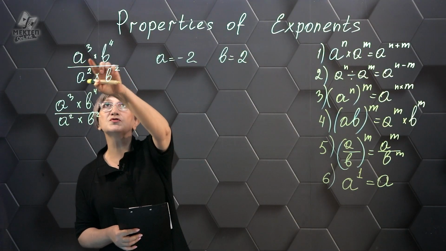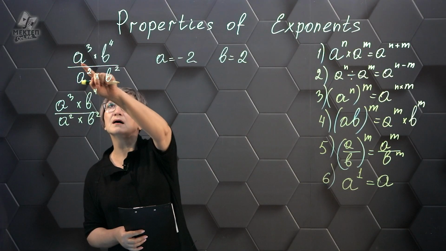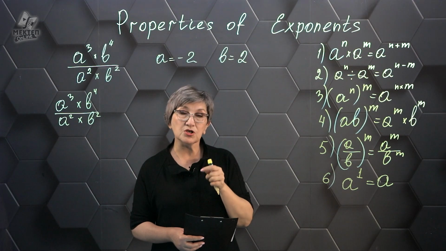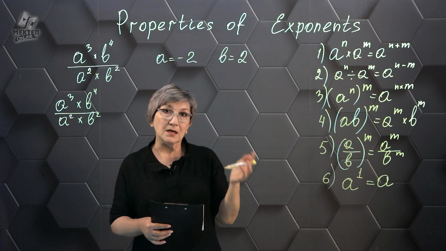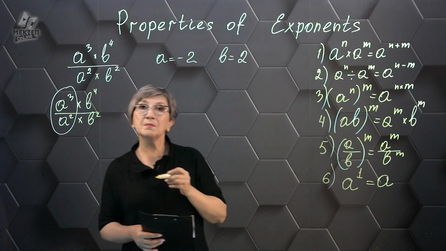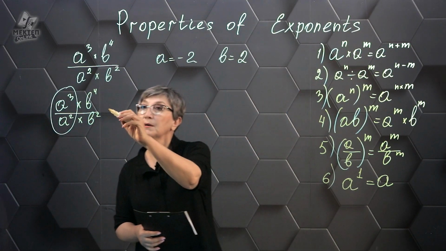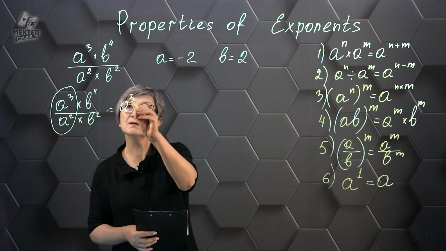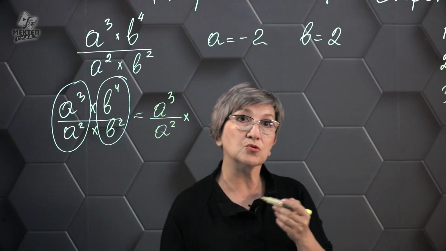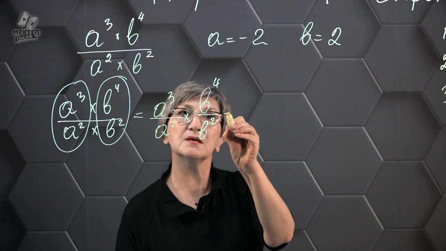Notice that I can't apply the first property in the numerator. Why? Because the first variable is a and the second variable is b. We can only apply the properties if the bases are the same. Then how do we simplify this expression? If I apply another property, the second property, then I've got a to the power of 3 divided by a to the power of 2, times, and for the variable b I will apply the same property, b to the degree of 4 divided by b to the degree of 2.